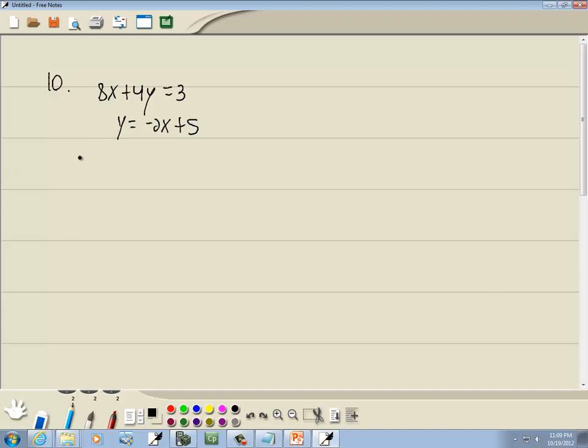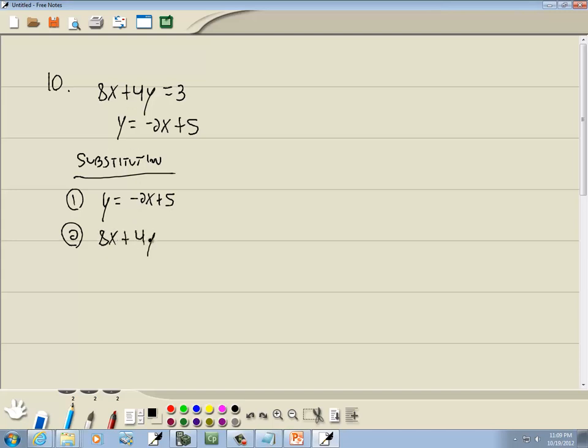I'm going to use the substitution for this one. The reason why is because this one's already solved for y, so that works out perfect with that. So again, substitution, our first step is to pick one of your equations and solve for one of the variables. Well, this one's already solved for y, so that one's done. Step 2, we're going to substitute that into the other equation.